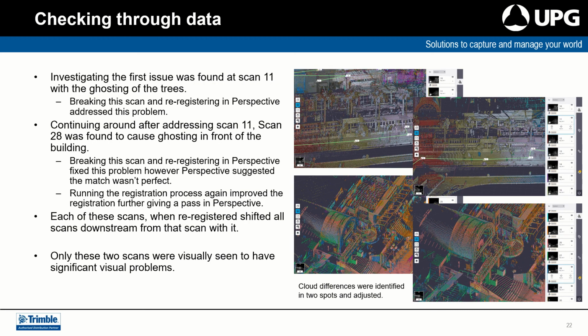When looking through the scan data, the first step we would take would be to identify any potential issues throughout the project. And when stepping through the project, it was identified that there was ghosting that had occurred between a couple of the scans in the project. So in scan 11, there was some ghosting that had occurred, and also scan 28.